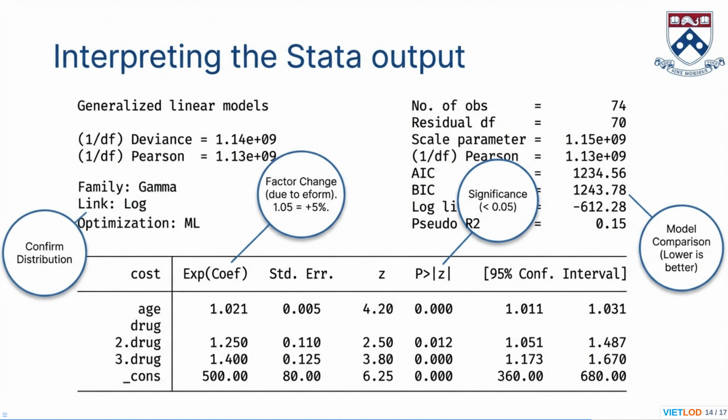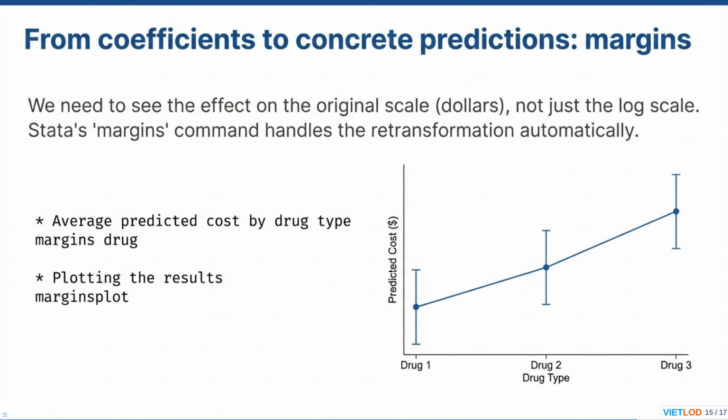Moving to the P>|z| column, we see that all our predictors, age, drug 2 and drug 3, are statistically significant at the 5% level, as their p-values are all less than 0.05. Finally, at the top right, model comparison statistics like AIC and BIC are shown. Remember, lower values for these criteria generally indicate a better fitting model, useful when comparing alternative GLM specifications. These coefficients tell us about percentage changes, but to understand the actual predicted cost in dollars, we need to use the margins command, which we'll discuss next.